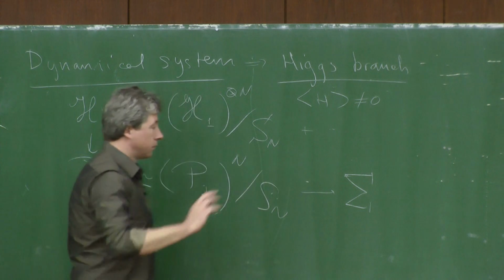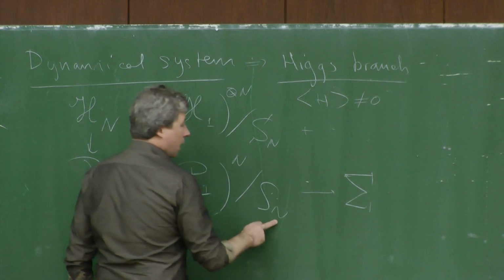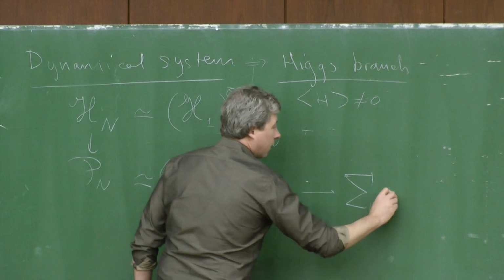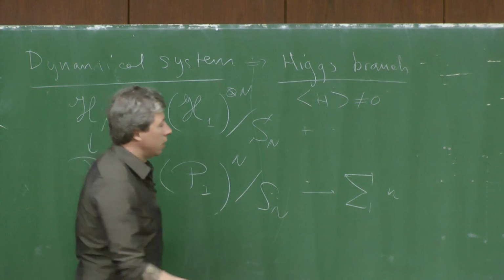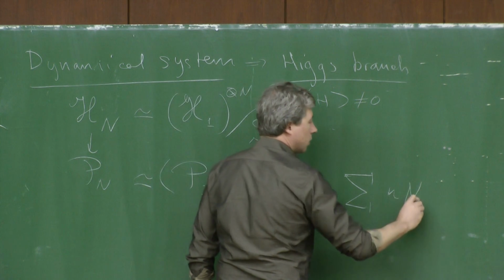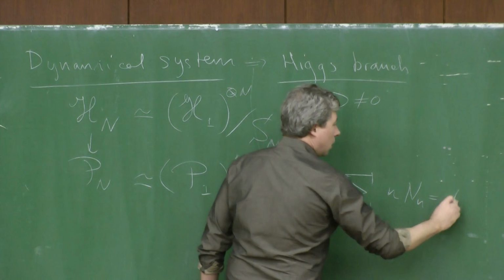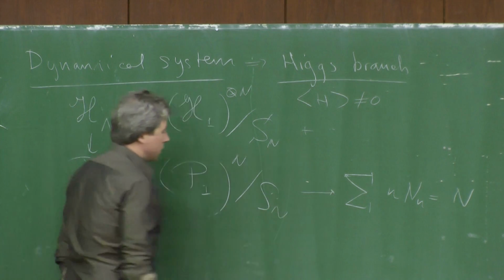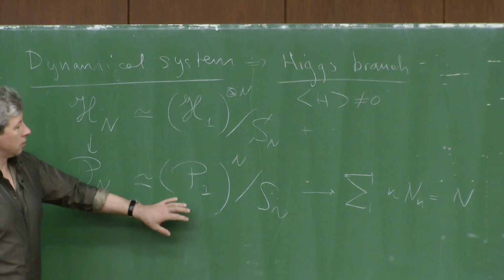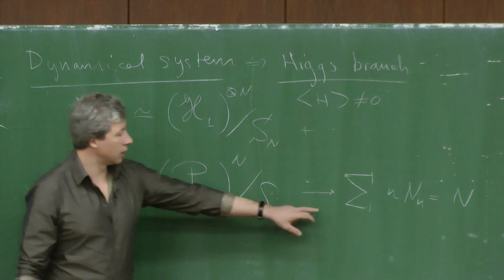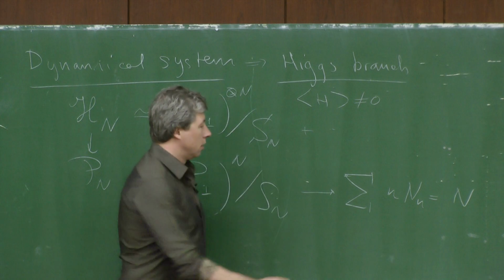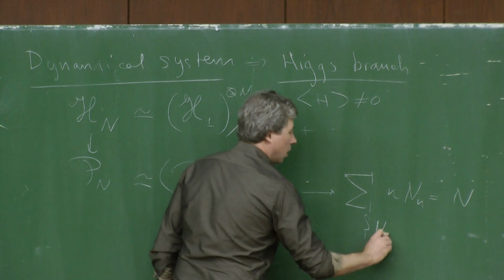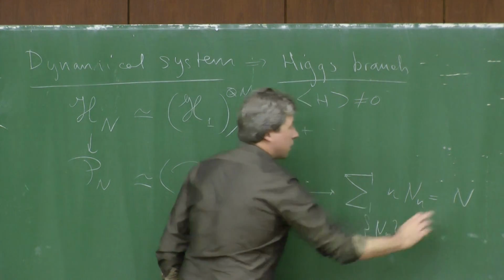You have cycles. A permutation of n elements has cycles of length n in such a way that the number of cycles of length n, if you add it all up, must be equal to the capital number N. So this is all kinds of sectors labeled by any set of numbers n satisfying this condition.